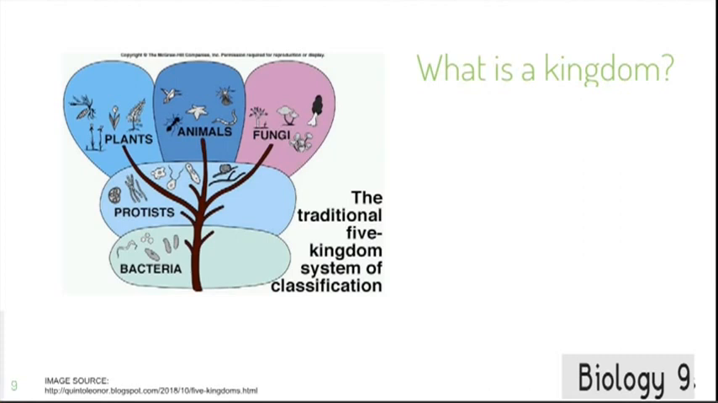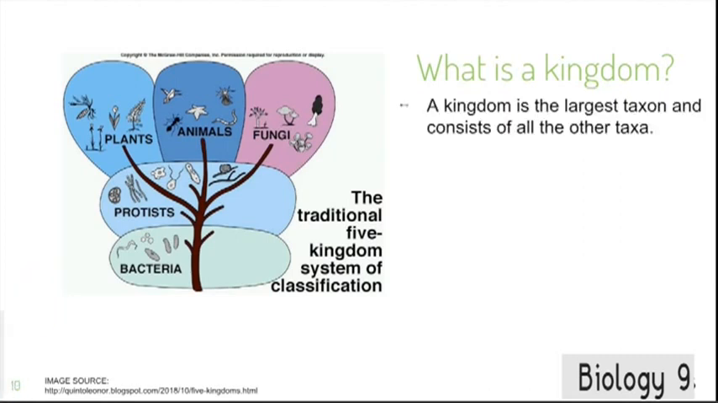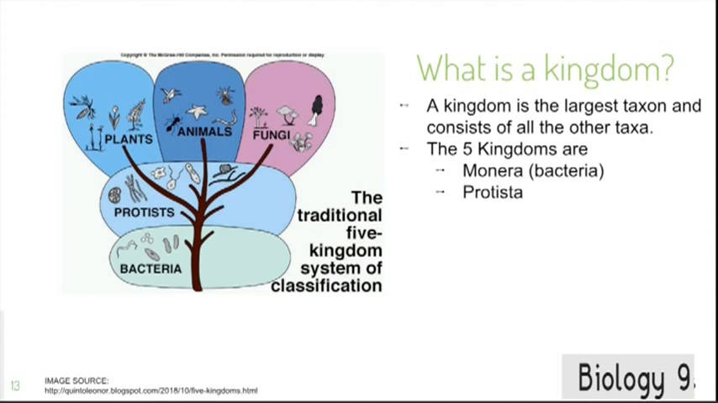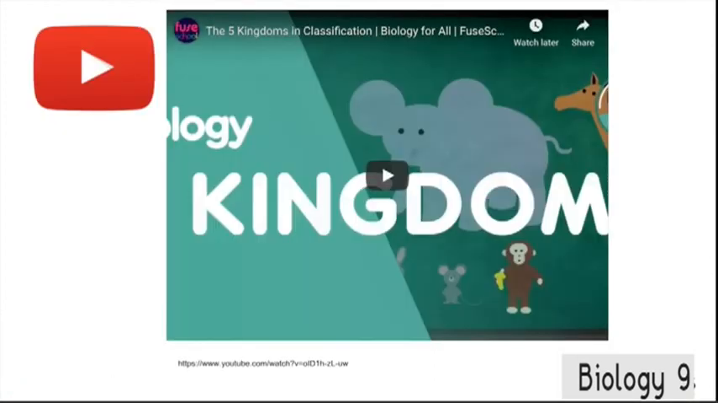So what's a kingdom? Well, it is the largest taxon and consists of all the other taxa. In modern classification, there are 5 kingdoms, namely Monera, which are the bacteria, Protista, fungi, plants, and animals. This system is known as the 5 kingdom classification system. Once again, Monera, Protista, fungi, plants, and animals. Here's a short video that explains the 5 kingdoms of classification.